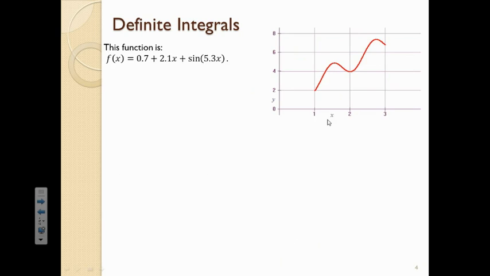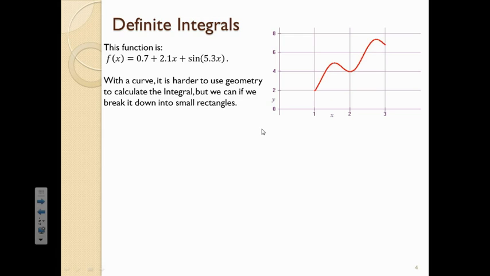Here's another function that would be hard to find the area of. It's not nice and easy lines. We could try to make rectangles and triangles, and it would just get hard to do. Well, one way to do this is called Riemann sums. When we're working with this, we can use geometry, but if we can break it down into small rectangles and use just rectangles, it would make it easier. This method is, again, called Riemann sums.